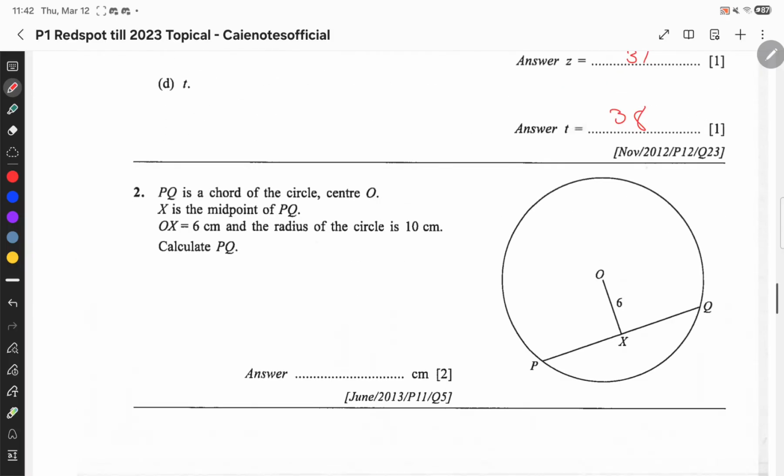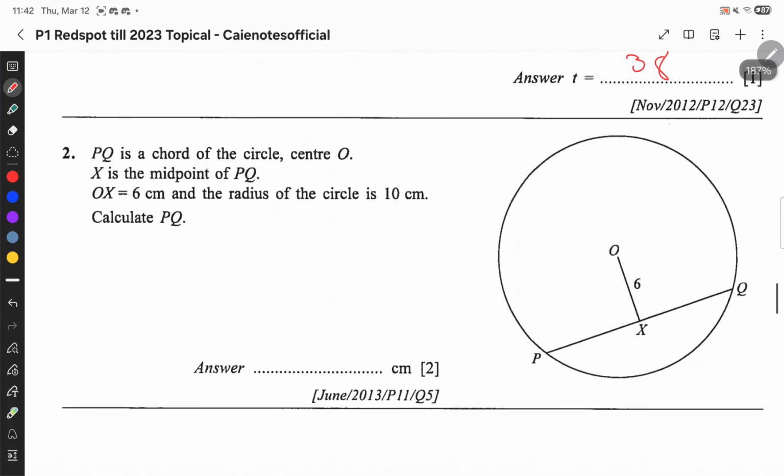Okay, moving on. If we are this slow, then we will never finish it.